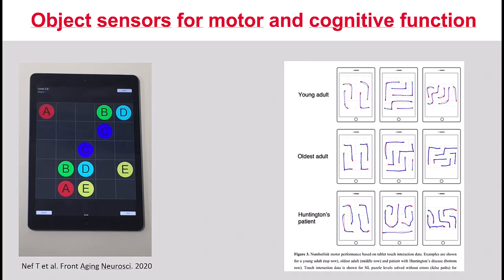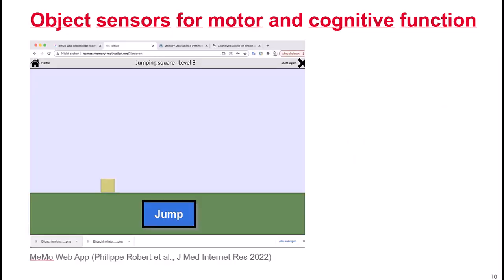Another example here is from a colleague in France. He used a paradigm where a task was presented on screen. It's basically this square here, and the patient needs to press the jump button in order to avoid oncoming objects. And they found similar results. They could predict some cognitive abilities of these patients using this app as a sensor.